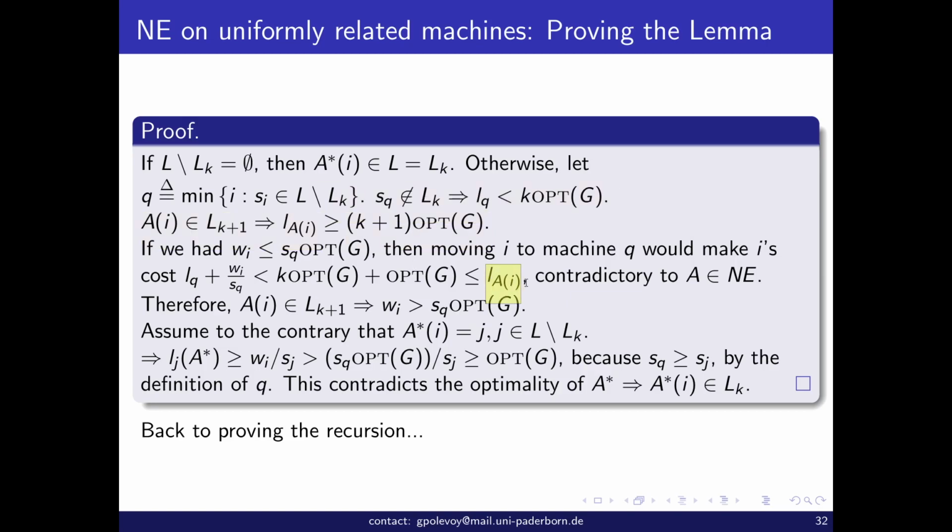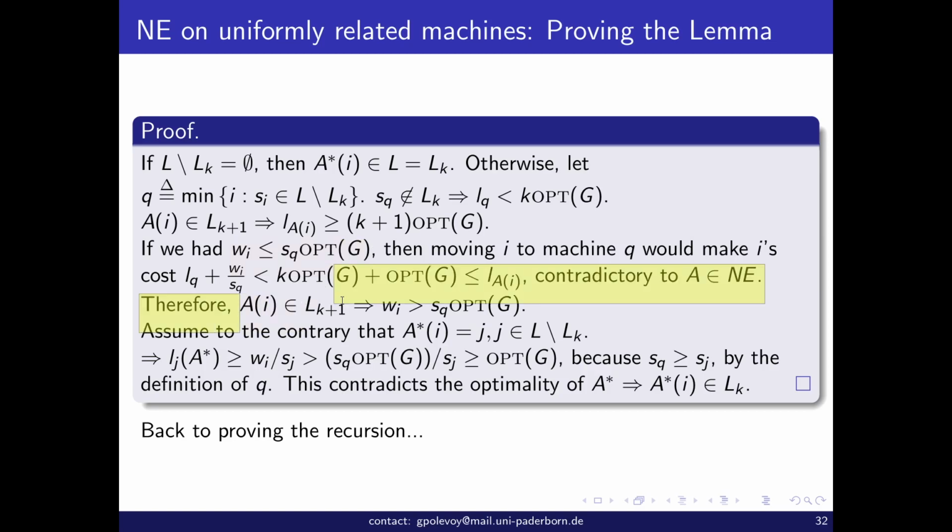So we have eventually managed, with all those assumptions, to show that if I moves to machine Q, its cost is going to be strictly smaller than its cost under A. Contradictory, of course, to A being in an equilibrium. Therefore, the assumption is wrong. This is the wrong assumption, the one we made, saying, let's see what would happen if it were so.